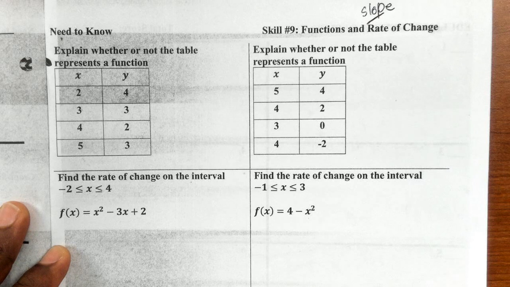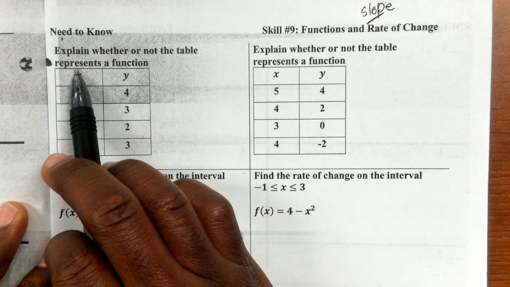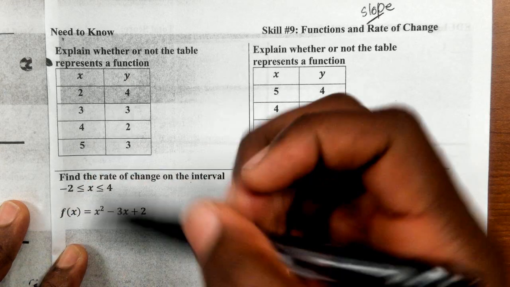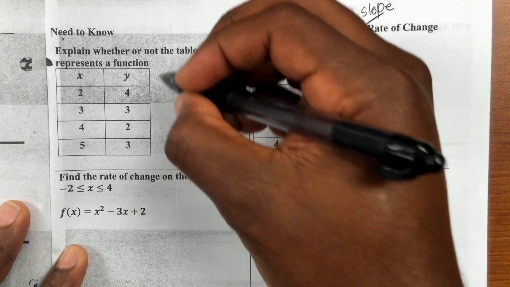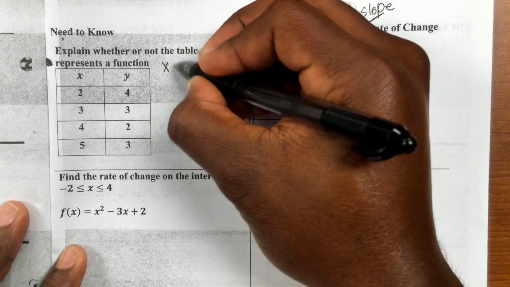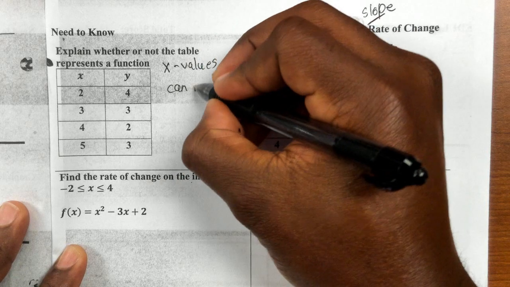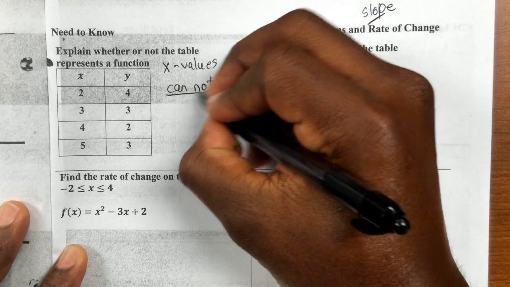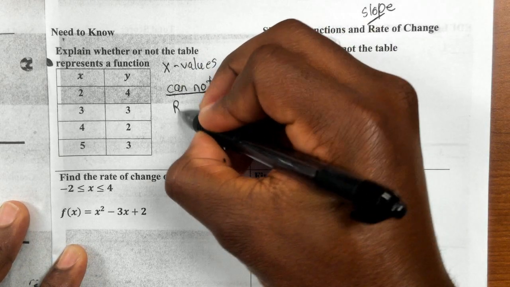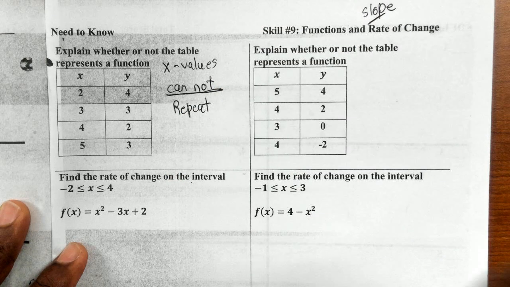It says explain whether or not the table represents a function. Something's a function when the x values do not repeat. So x values cannot, I repeat, cannot repeat. Again guys, that's a key concept. If you see any x value repeat, then it's not a function.